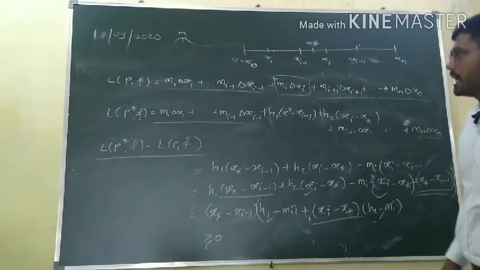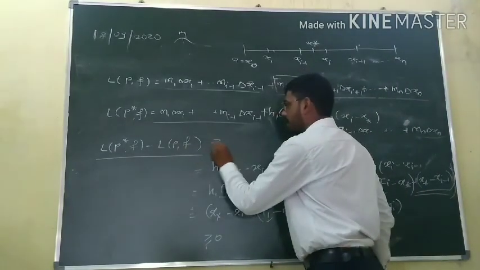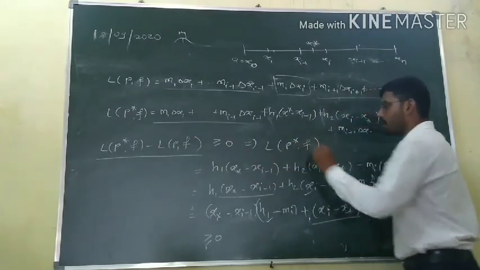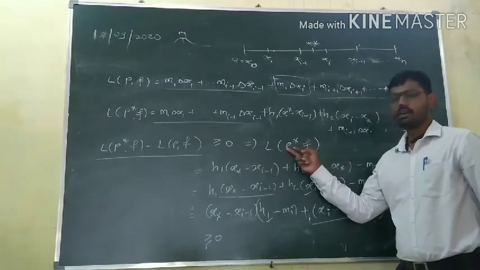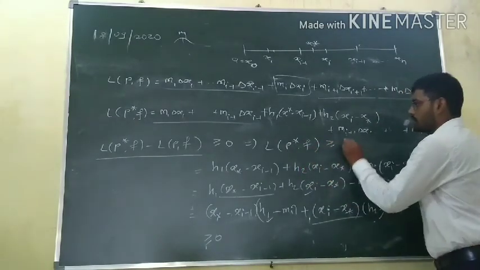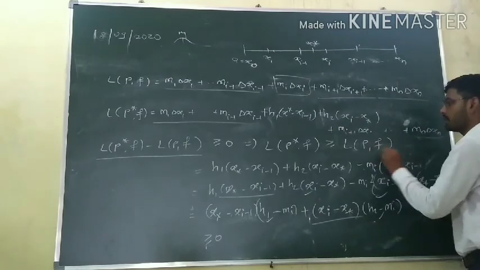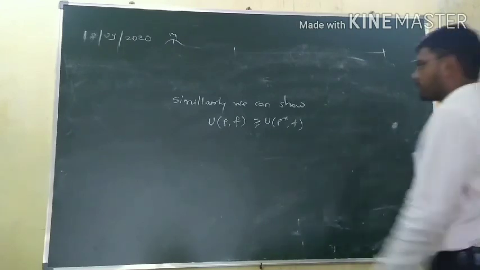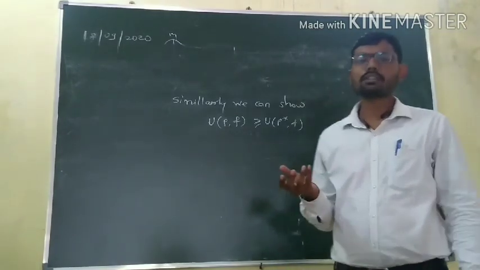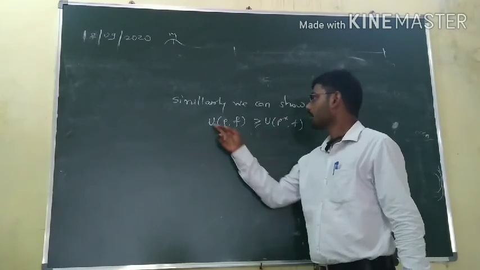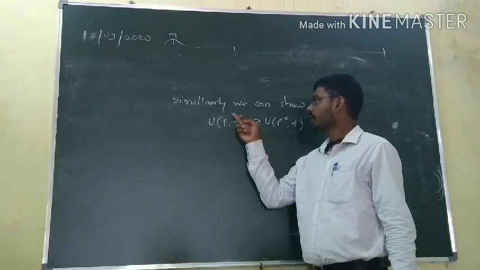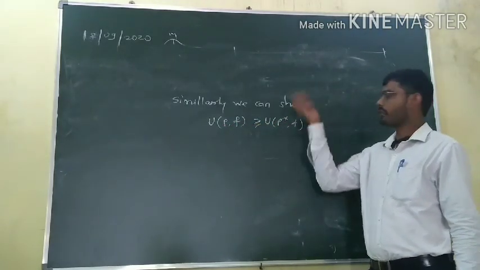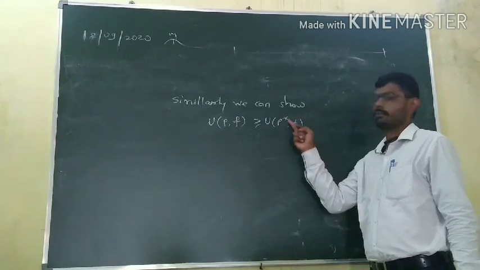So L P star f minus L P f is greater than or equal to 0. That is, L P star f, the lower sum of the function f corresponding to partition P star, is greater than or equal to the lower sum of the function f with partition P. So this is the proof. Similarly, we can prove that after refinement the upper sum decreases. That is, the upper sum for the same function f over partition P is greater than or equal to the upper sum of the same function f with partition P star.